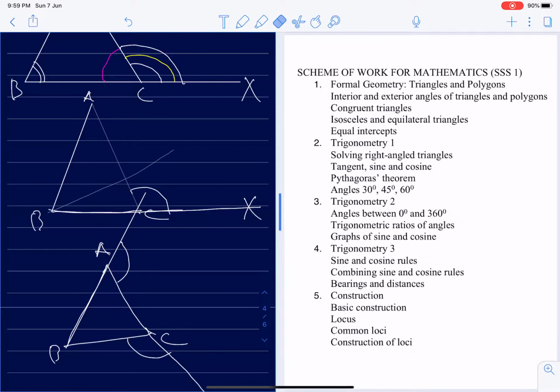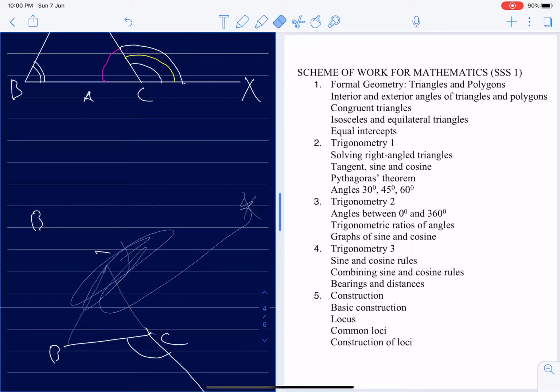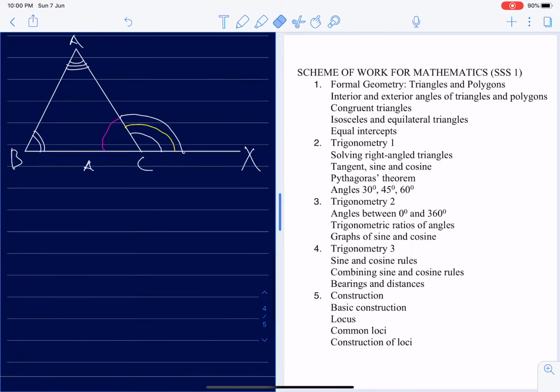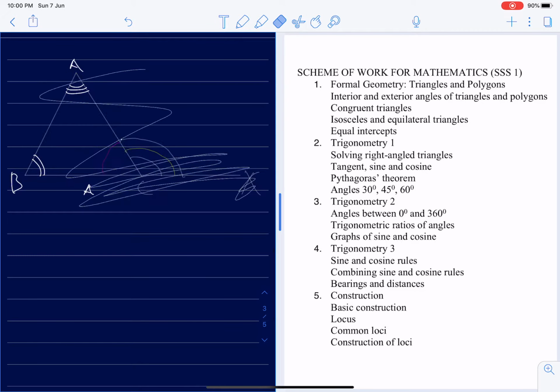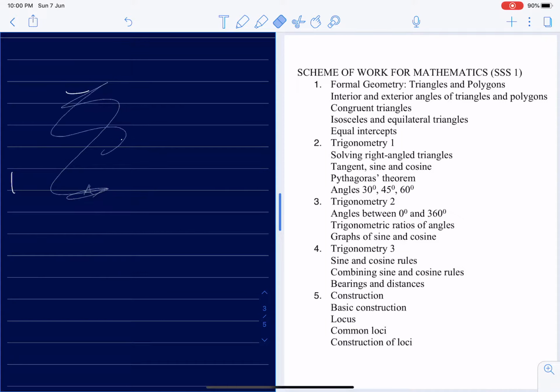So that's a proof for both the sum of angles in a triangle and the exterior angle of a triangle. So you know now how to show that those theorems, those claims, are true, and that's how they came about.